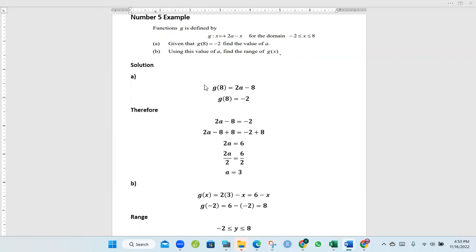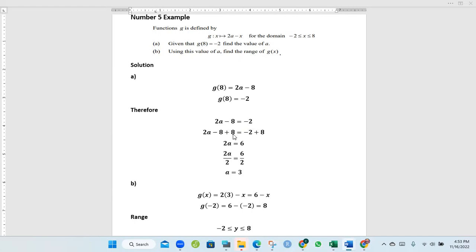Now it also says g(8) is equal to -2. So both 2a - 8 is equal to g(8) and -2 is also equal to g(8). So therefore 2a - 8 is equal to -2. Those two must be equal to each other. So we have made an equation with 2a - 8 and -2, so we can solve for a.